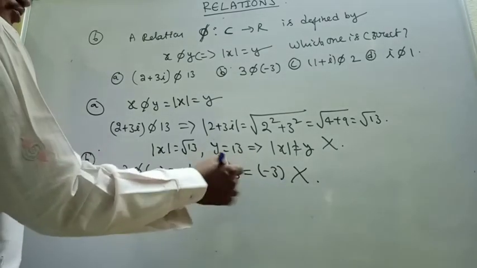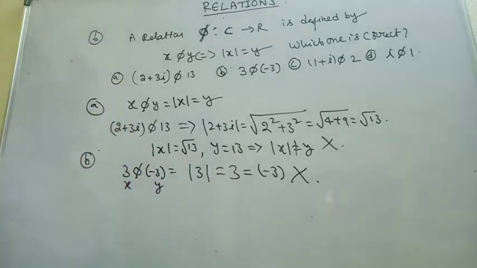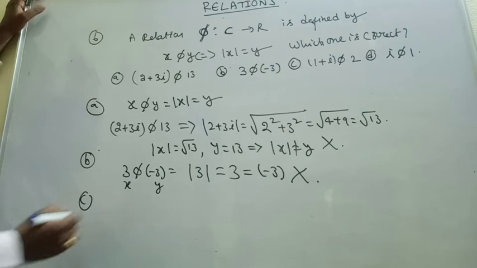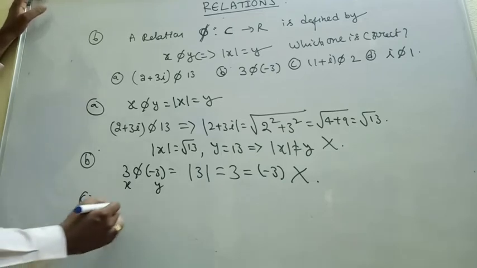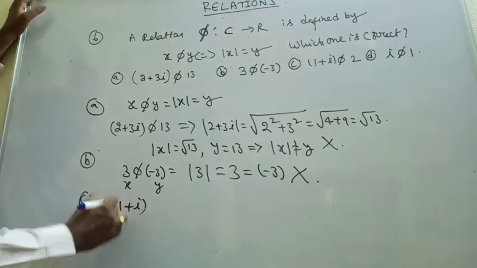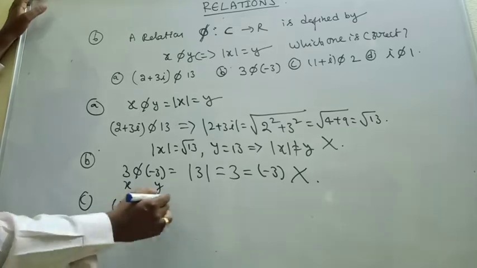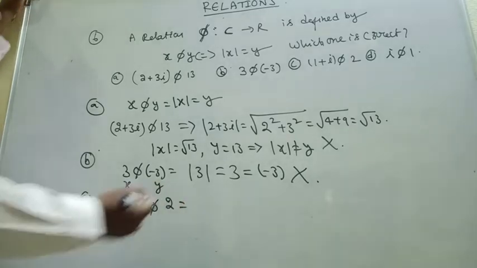Is it true? No. Therefore, this is also not satisfying. Next, C. Okay, C is what you have here: 1 plus i, pi over 2, like this. 1 plus i means what?